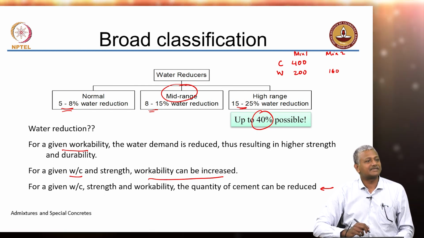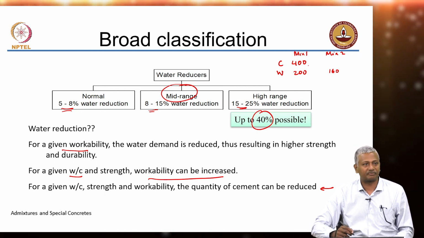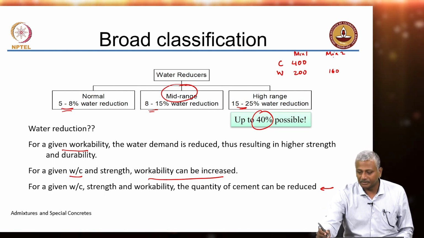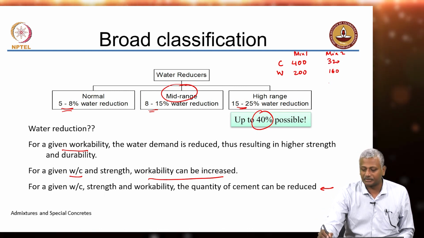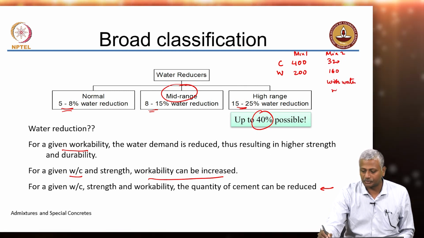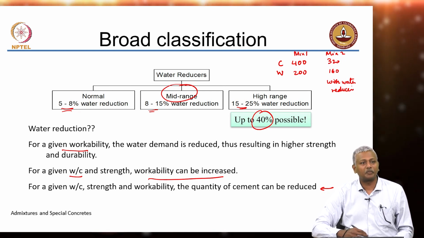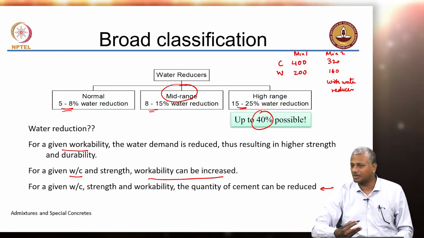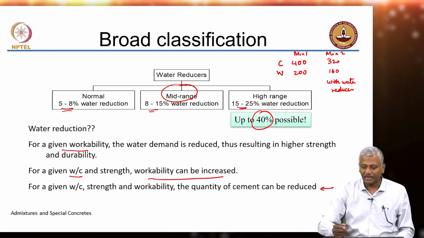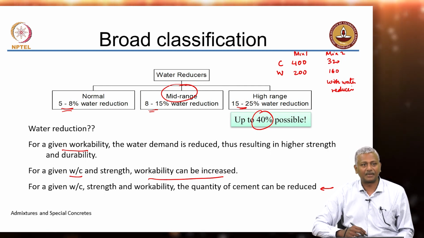Now, I want to maintain the same water to cement ratio, which is 0.5, right? 200 by 400, 0.5. So, technically I should be able to produce this concrete with 320 cement content, with water reducer. Does this mean that I can cut down my water to 120 and cut down my cement to 240? Probably not. I mean, you may not get the same effectiveness out of that system, but what you can get out of 400, you can get quite easily out of 320 also.